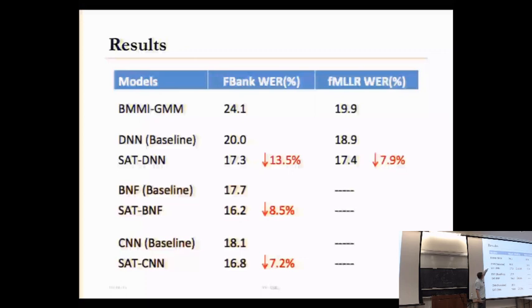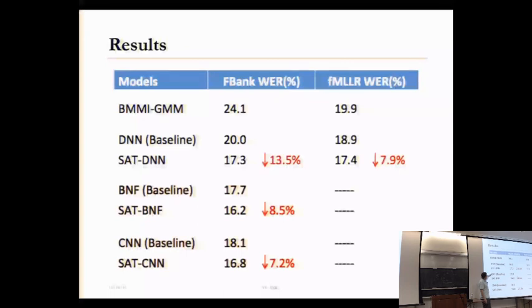Our DNN baseline, plain, unadapted, gives us a word error rate of 20%. And if we do this SAT DNN technique on its own, we're getting a word error rate of 17.3%. So that's a 13% reduction. If we do it on bottleneck features as a baseline, we get a word error rate of 17.7%.